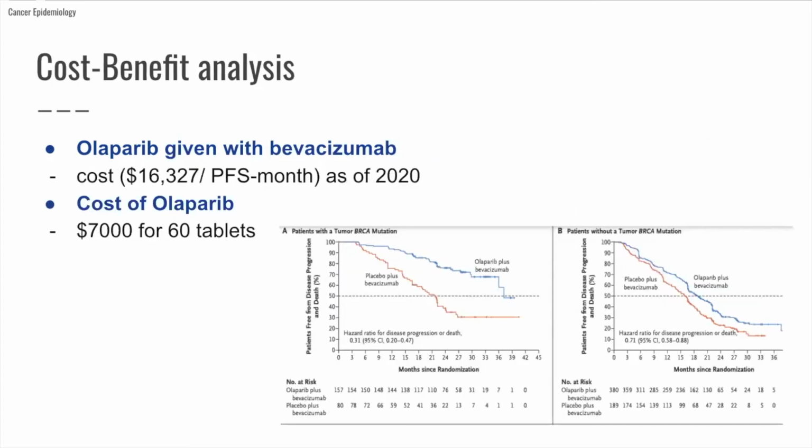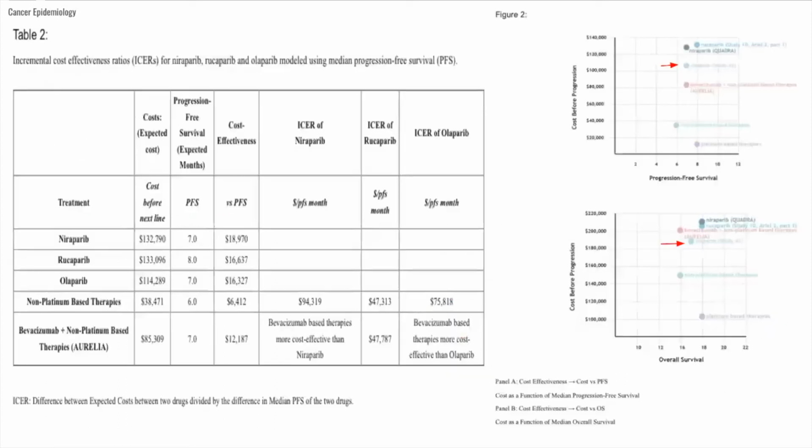Then the cost-benefit analysis. For Olaparib given with bevacizumab, it costs about $6,000 per progression-free survival as of 2020. And the cost of Olaparib is about $7,000 for 60 grams of tablets. And you can see that it is effective against BRCA1 mutations. And then this shows there are other treatments that are cheaper and could see the same progression-free survival.